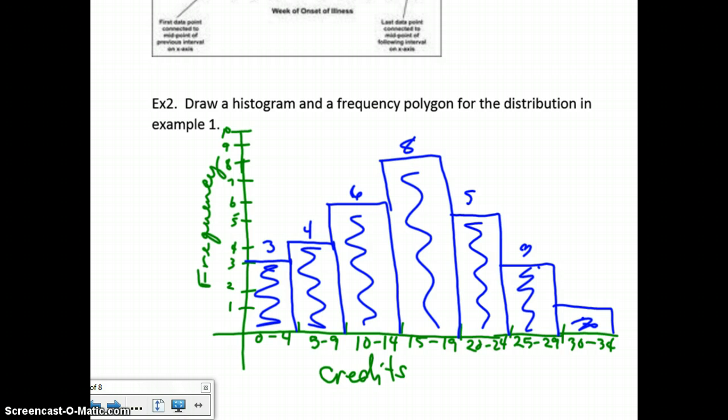And then what I'm going to do for my frequency polygon is find the midpoints of each bar on my histogram and just play a little connect the dots. Now I need to also bring it down to the x-axis. So I'm going to extend on each end about the width of one of my intervals and find what would be the midpoint at the base as well. And then connect the dots.